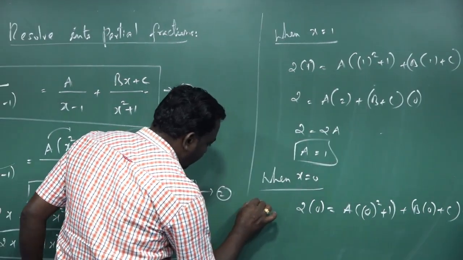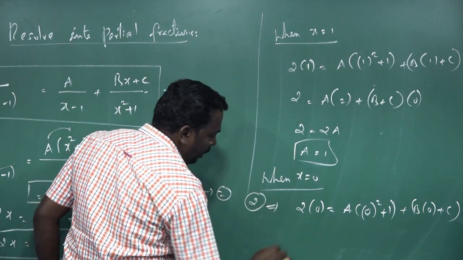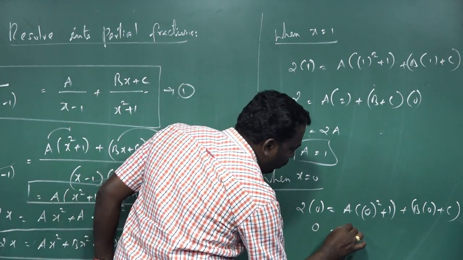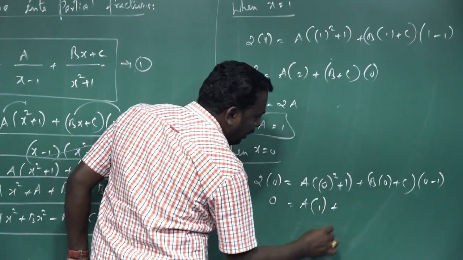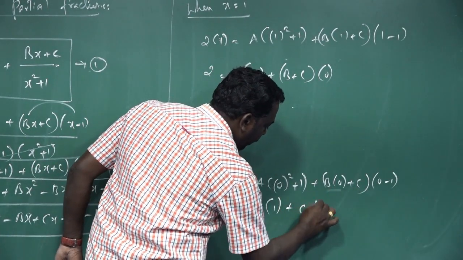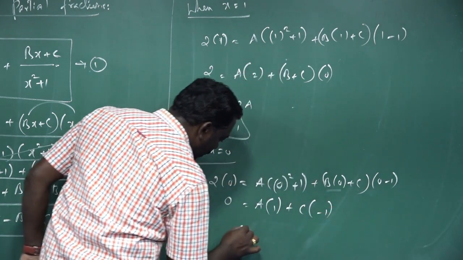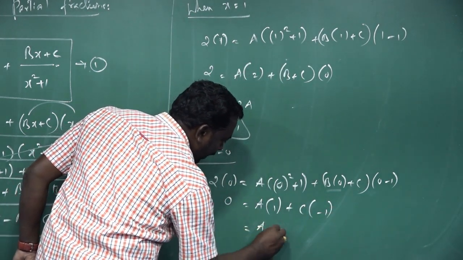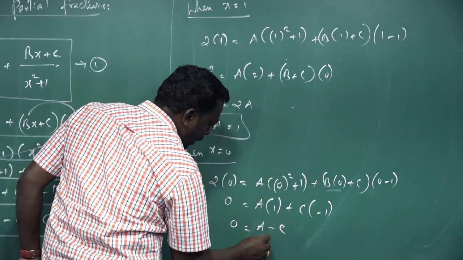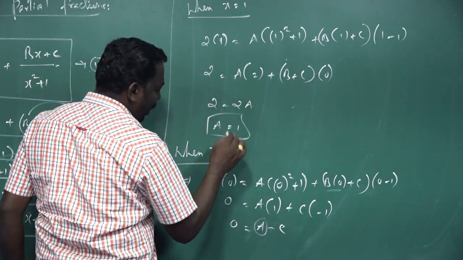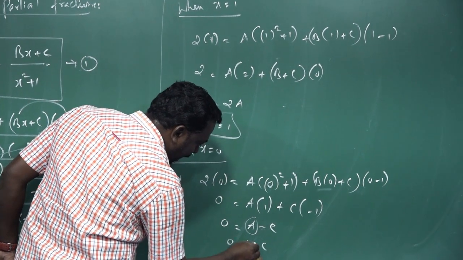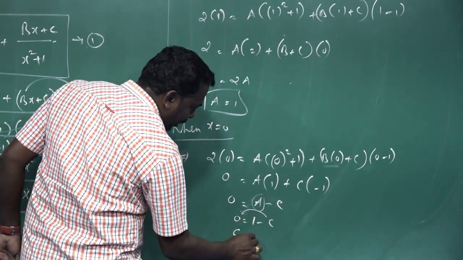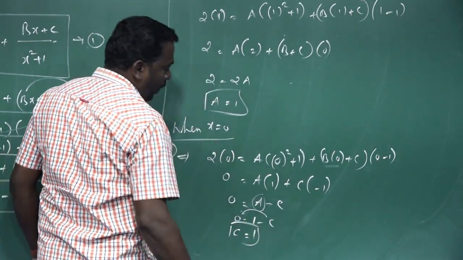In the second equation. Now 0 is equal to A into 0 cancelled, 1, plus B cancelled, remaining C into minus 1. That is equal to A minus C, that is equal to 0. Then what is the value of A? A equal to 1. Therefore 1 minus C is equal to 0. Therefore transferring the C side, it becomes plus, so C is equal to 1.